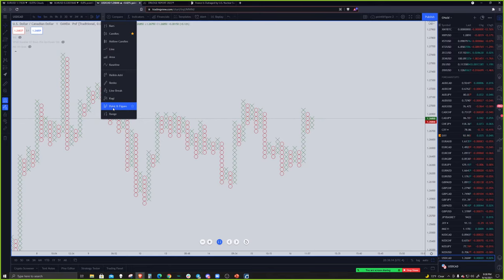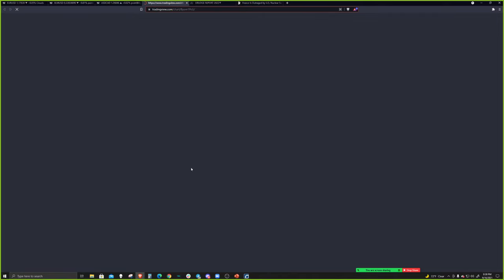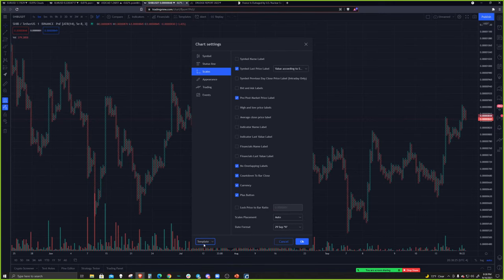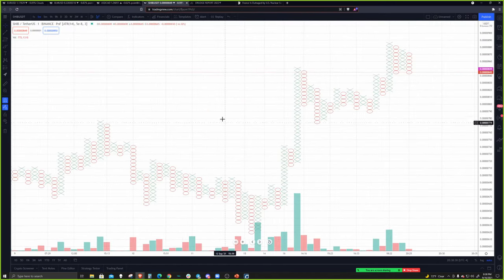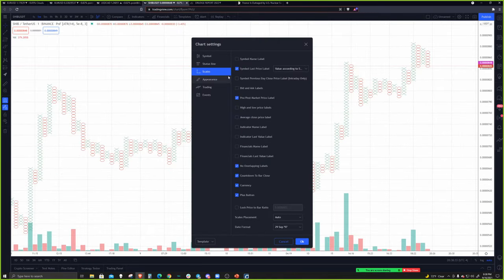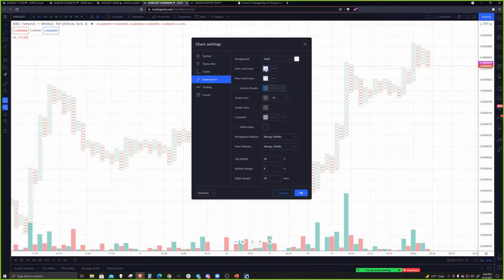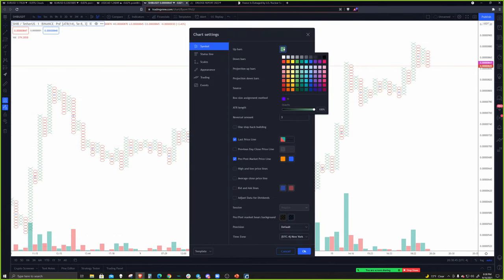Because point and figure, if you go to it, let me just actually open up a new chart layout. So this is what it would look like, the default. Oh gosh, I hate this setup. I have to get rid of these. Give me one second here. Get rid of these grid lines. Oh, there we go. And just because I'm picky, I like to make everything uniform and easier to see.